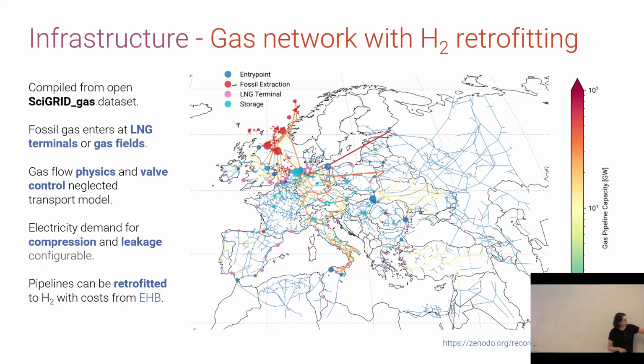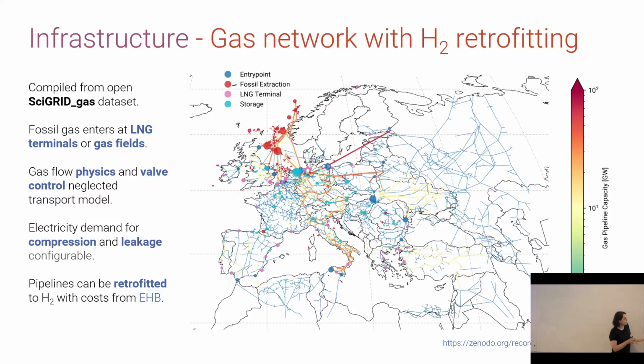So as with other sectors, there's a lot of data processing. In this case, the gas network is coming from a previous project, the SciGrid gas dataset. It includes nice information regarding the capacity of the pipelines, plotted here, color-coded by the capacity, but also the location of entry points because of their LNG terminals, because of their connection to gas pipelines outside Europe, or because they are points where fossil gas is extracted. Also some information on where gas can be stored.